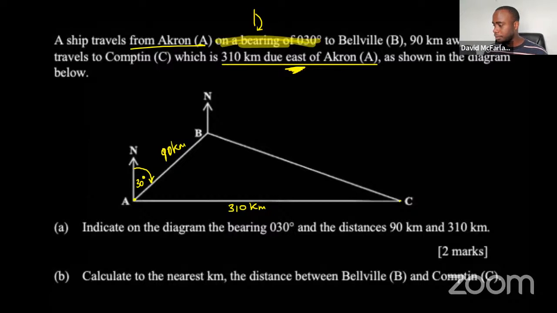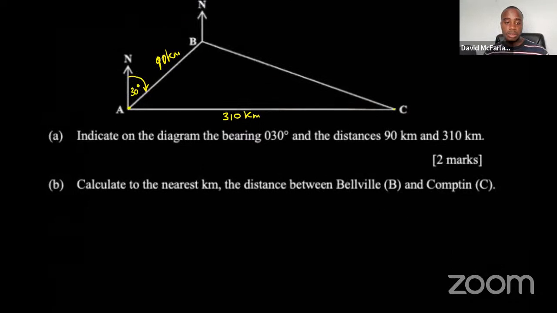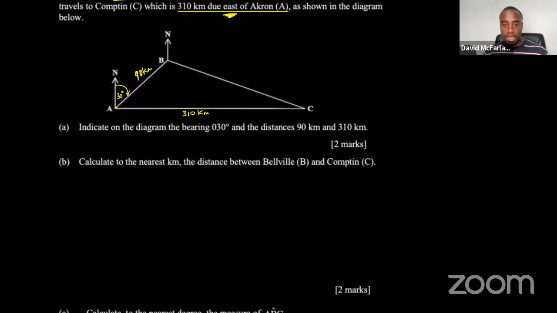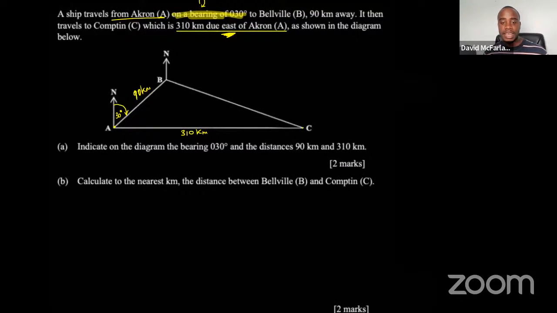All right, good. Now let's look at the next part. It says, calculate to the nearest kilometer the distance between Belleville and Compton. So we need to figure that one out. Let's first identify the distance between Belleville and Compton. That's the line BC, this line over here. So this is the distance we want to find.